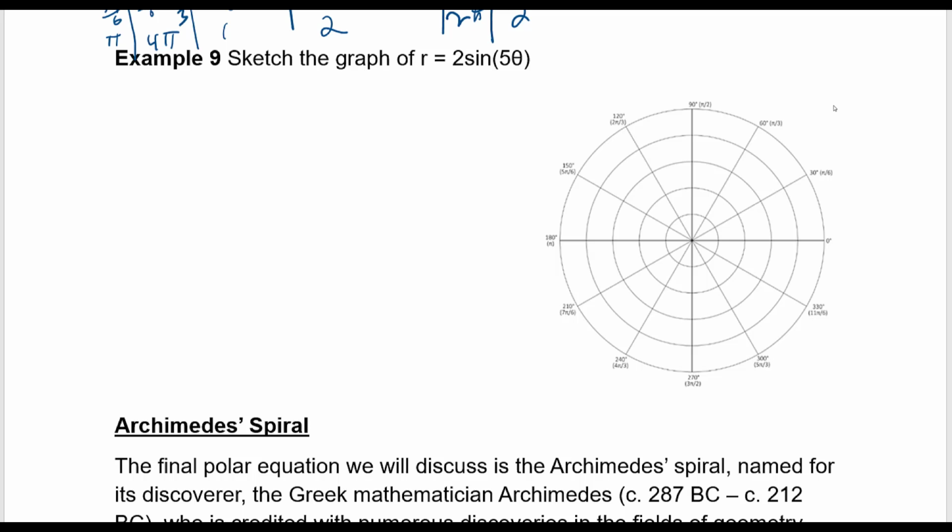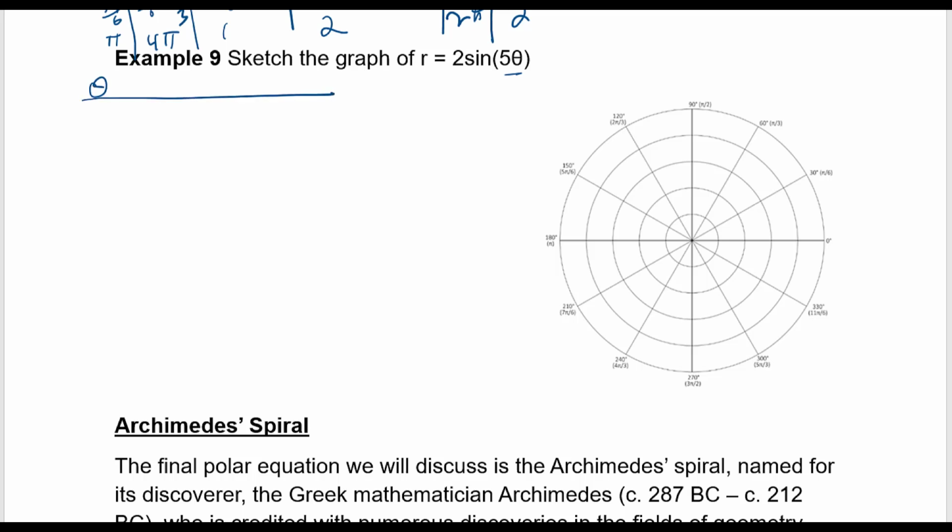So let's keep going. Sketch the graph of r equals 2 sine of 5 theta. 2 sine of 5 theta. So right now we know it's going to be a 5 petal because it's an odd number. So let's go ahead and take a look at this.